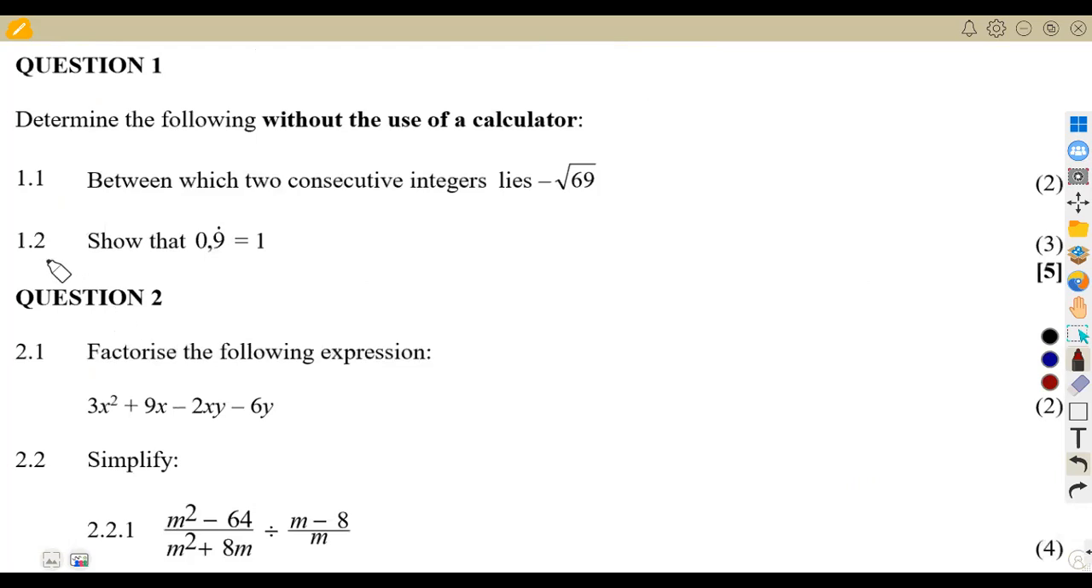Question number 1. Determine the following without the use of a calculator. The instruction there is "without", and they even wrote this in bold so that you can properly see that they are saying you are not allowed to use a calculator. So for the first question, you're supposed to determine between which 2 consecutive integers lies the negative square root of 69.